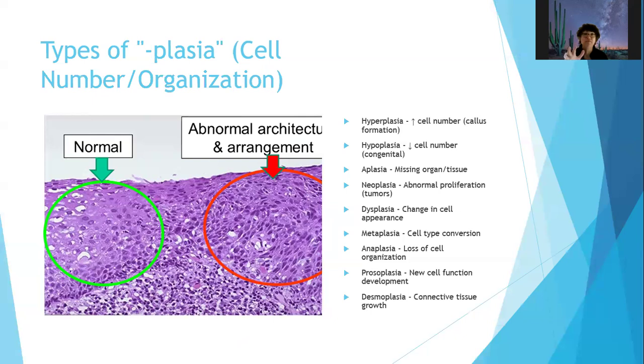Plasia is a change in the cell number or organization. So it's usually increase or decrease. And the name is going to tell you. Hyperplasia is increased cell number. The physical example here is callus formation.